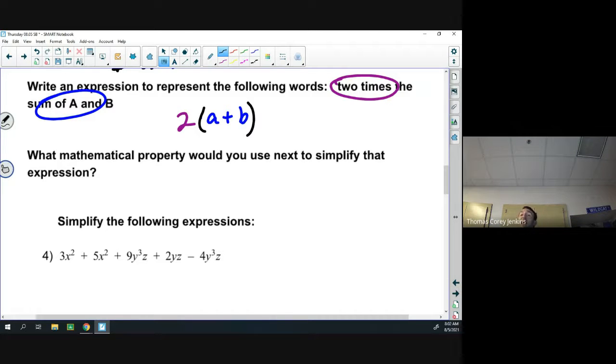So that's simplified technically. What is another way I could write that? What's an equivalent way I could write that? We're not going to write it down, but how else could we write what's on the board there? What's another way that would be equivalent to that? Any thoughts? What if I distributed the 2? What would I end up with? 2A plus 2B, right? So that's what I'm talking about, just knowing when things are equivalent. Okay, so what mathematical property would you use to simplify that expression? So what we just described there is called the what again? Distributive property.